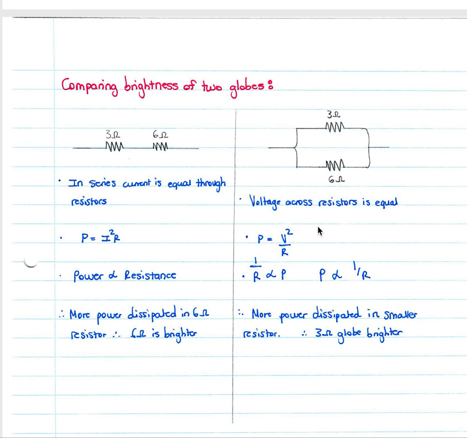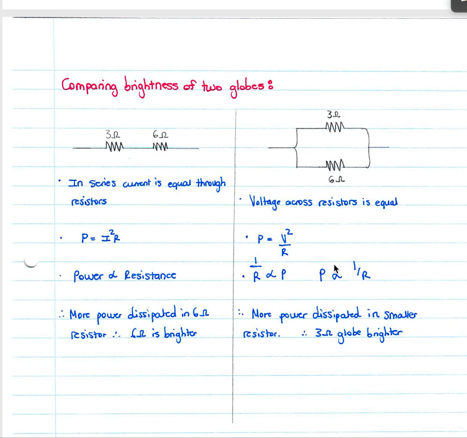Now, when we look at parallel, as we said, when we're dealing with series, we deal with current, so we've used our current formula over here. And when we're dealing with parallel, we use voltage. So we look for a power formula that takes into account voltage. Your voltage across your resistors is equal, and we now know that power is directly proportional to 1 over R from our formula. So the more power is dissipated in your smaller resistor. Our smaller resistor, by this proportionality, will have more power dissipated, and therefore your 3 ohm globe will burn brighter.